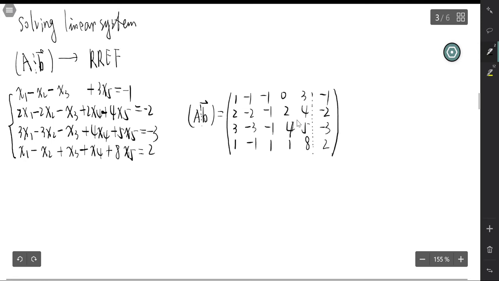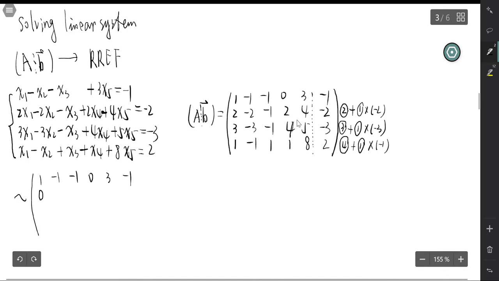The trick to do row operations, or row reducing, is to go from column to column. Let's first do the first column. We reduce the first column to be all zero except the first entry. So the second row plus the first row times negative 2, the third row plus the first row times negative 3, the fourth row plus the first row times negative 1. This gives this result. We keep the first row unchanged.